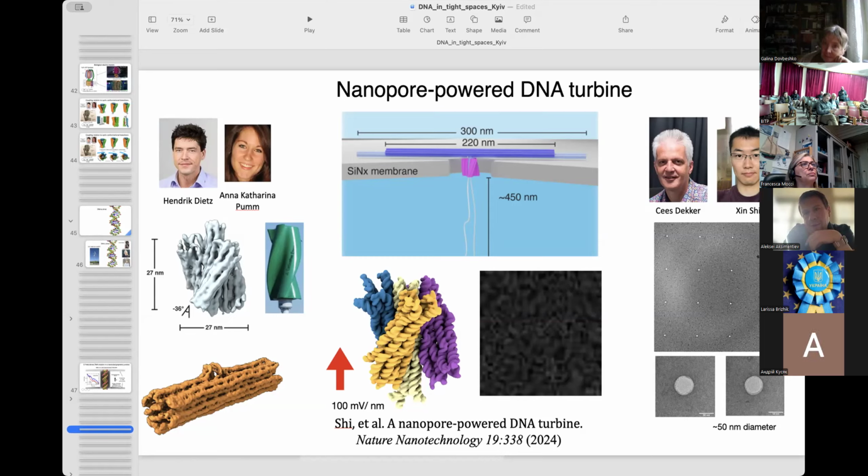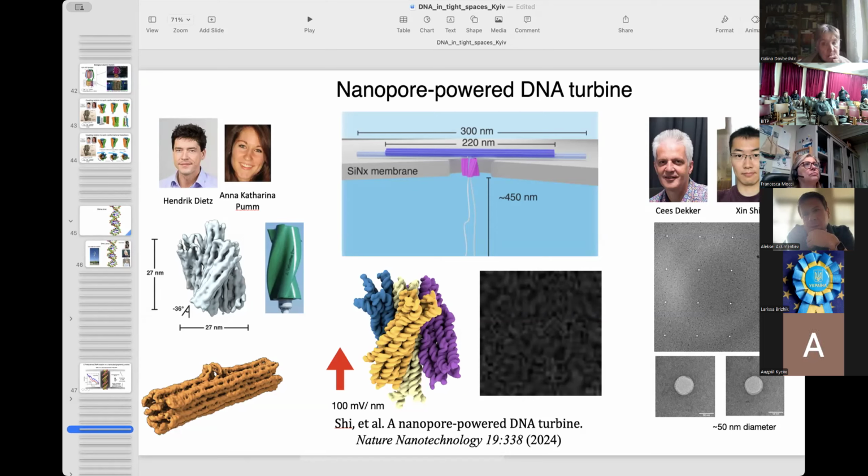What you could do in free solution is try to flow water. I don't have time to talk about it, but you can also imagine that if you just have a flow of water, it would also rotate the DNA, and that's what we've shown in simulation and experiment. So that kind of method probably would work better for free DNA.